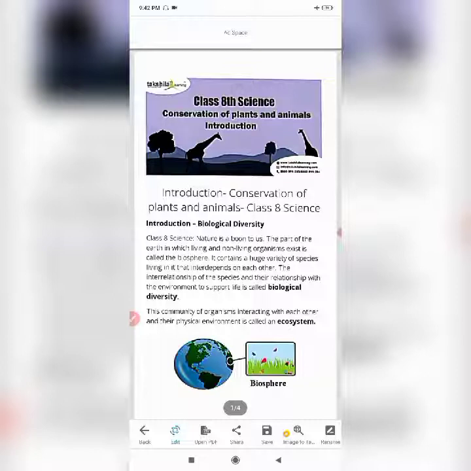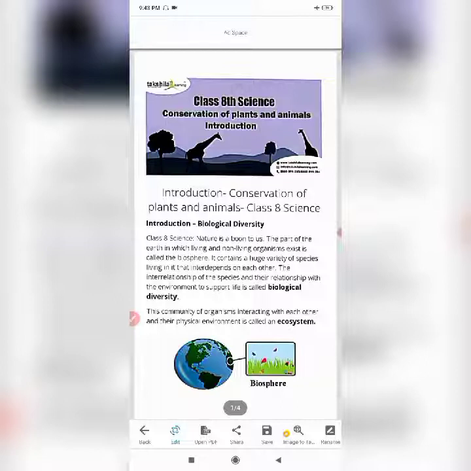Dear students, diversity is the word which represents the different geographical positions on this globe, and biodiversity is the different types of living organisms present in the different geographical locations. That is the biodiversity.